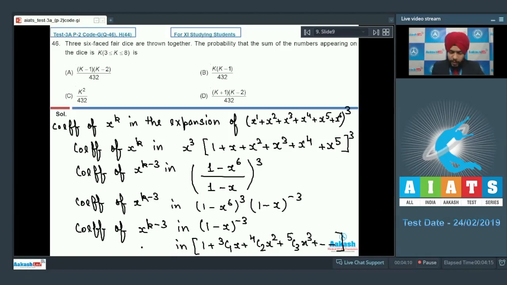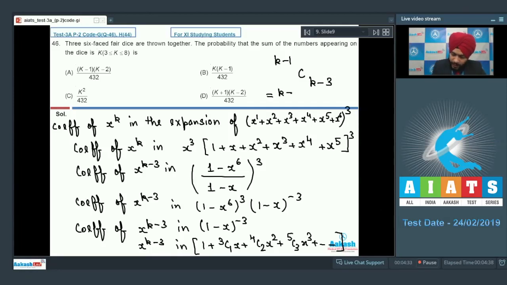So what is going to be the coefficient of x power k minus 3 over here? You have to observe the coefficient something like this. If it is x square, it is 2 in the lower suffix and plus 2 in the upper suffix. If it is 3 here, 3 in the lower suffix plus 2 in the upper suffix. So k minus 3 will be the lower suffix and k minus 1 will be the upper suffix.